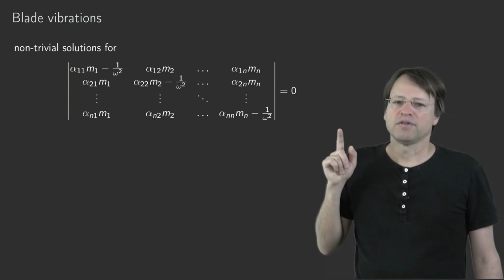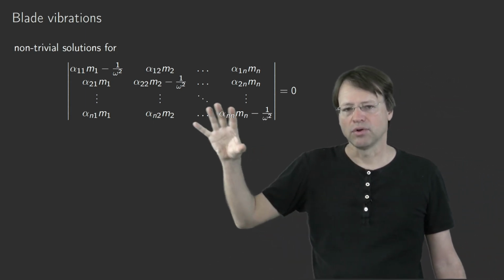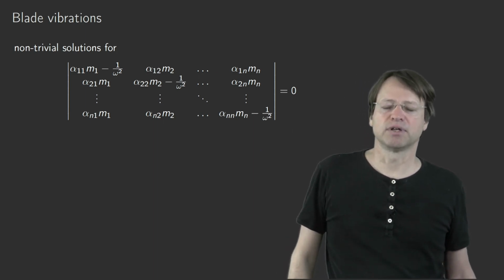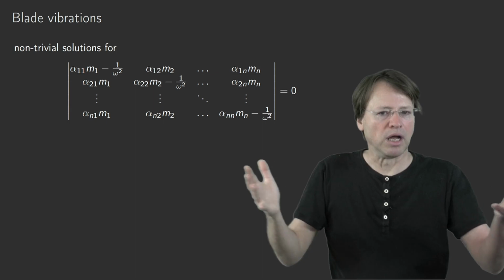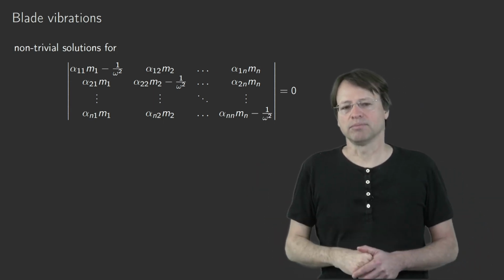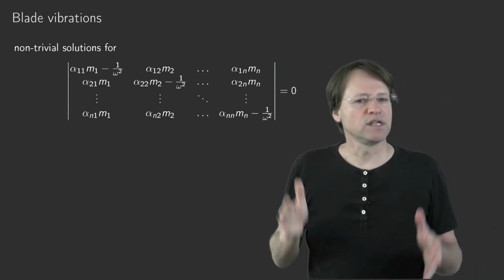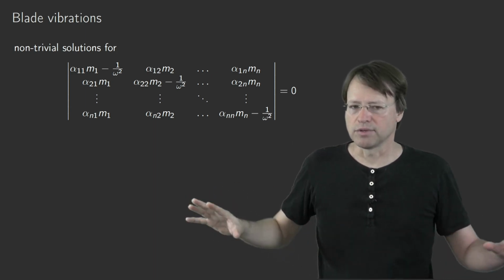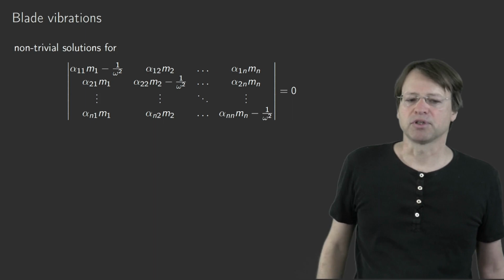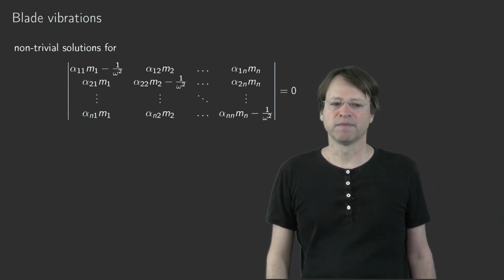Well, you want to have a non-trivial solution. This would be the coefficient matrix of your linear algebraic problem. You want to have non-trivial solutions for these amplitudes, for these displacements omega I. Otherwise, they would be all zero and there would be no vibration. The system would be at rest, which is not an acceptable solution for our situation.